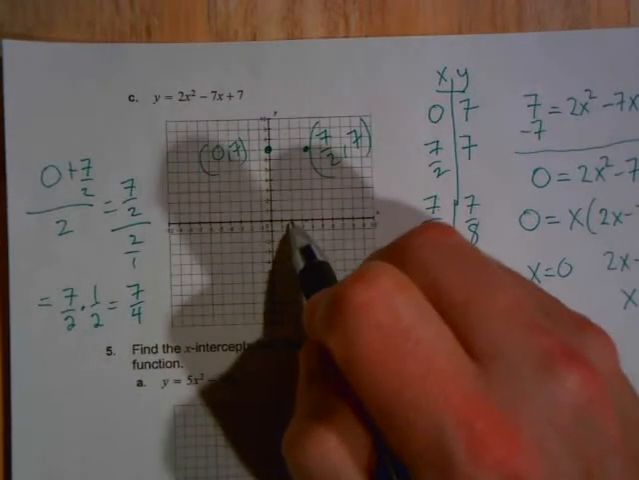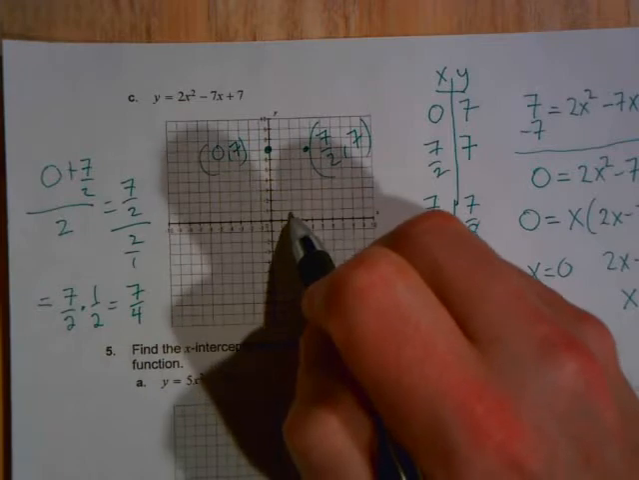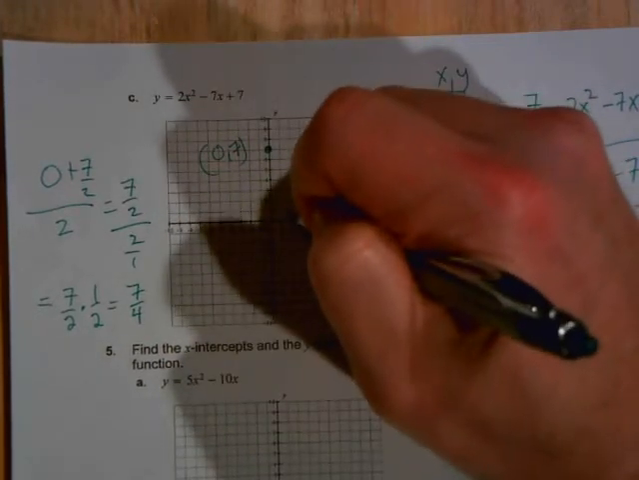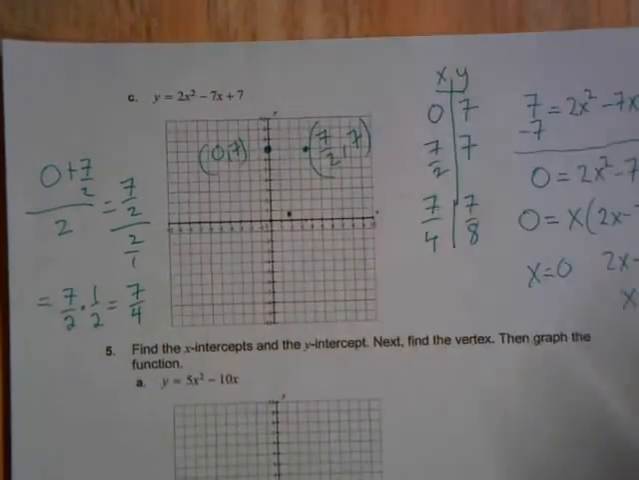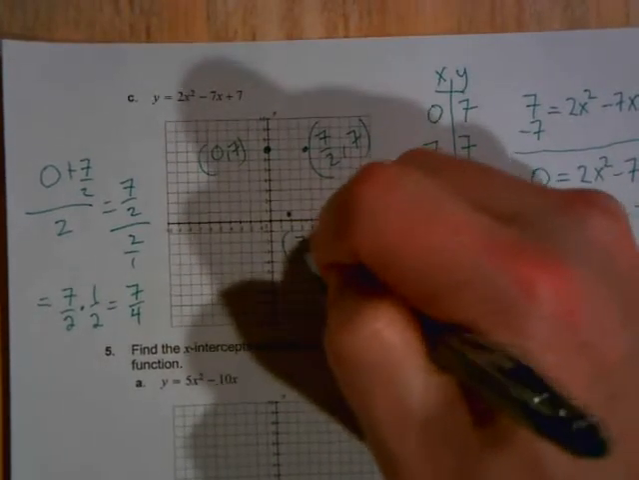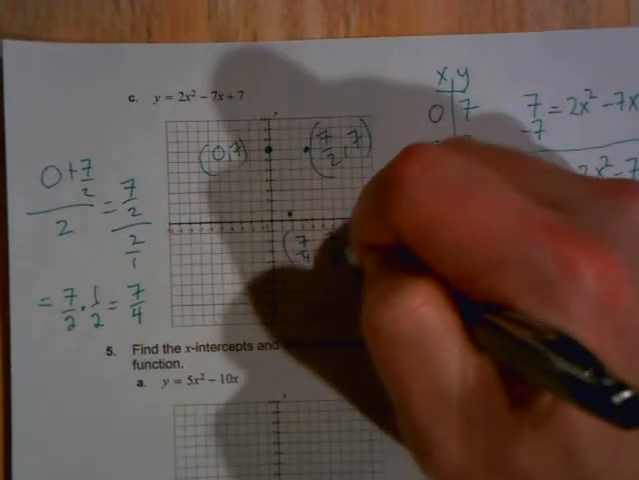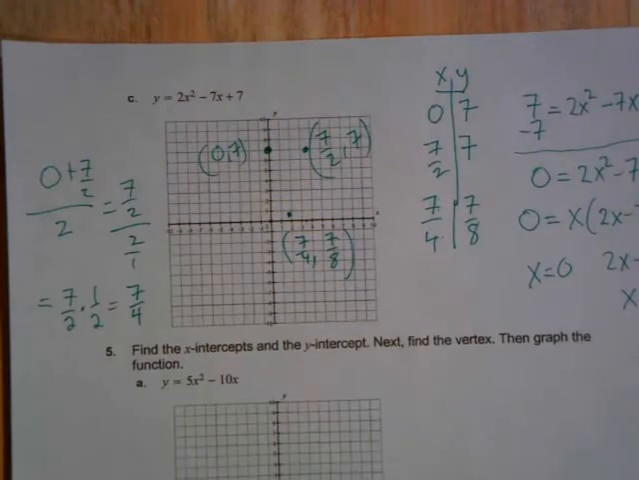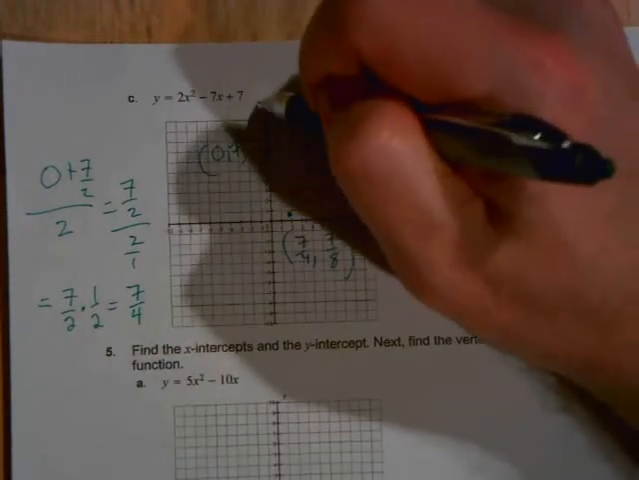And unfortunately, this can happen. The vertex does not always come out to have real pretty numbers. Sometimes you get ugly little decimals like this, or ugly little fractions, and you live with them. Okay? Here's my parabola.